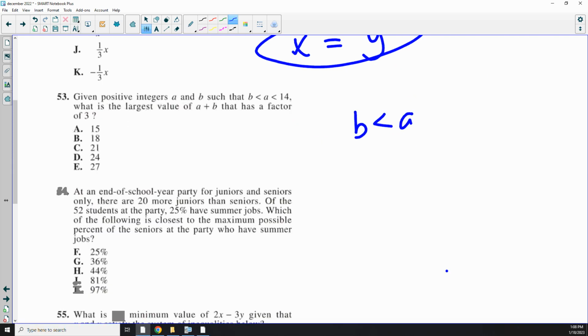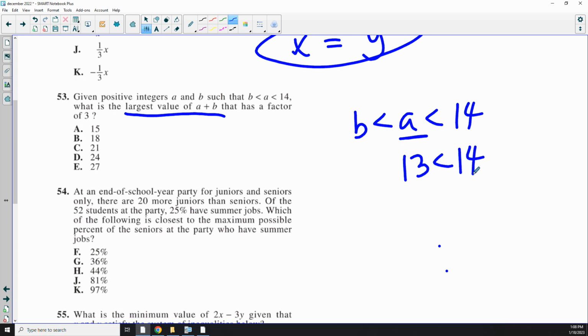B is less than A. It's less than 14. So the largest A plus B, I want A to be big. I want A to be 13. They've got to be positive integers. So I tried 12 and realized that A plus B would be 25, and it would not be divisible by 3. Try 11, though, and it would be 24, which is divisible by 3.